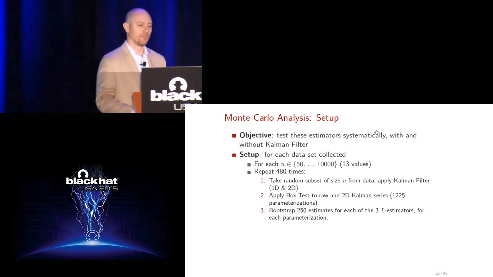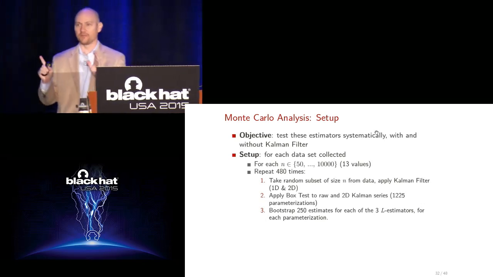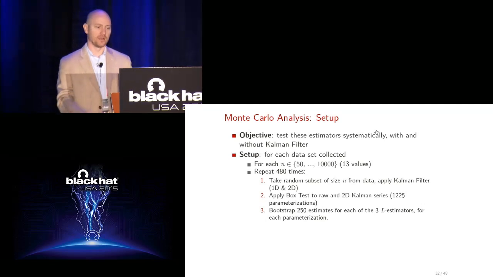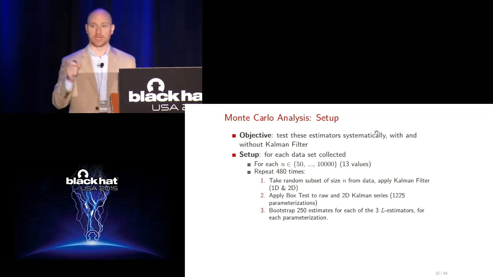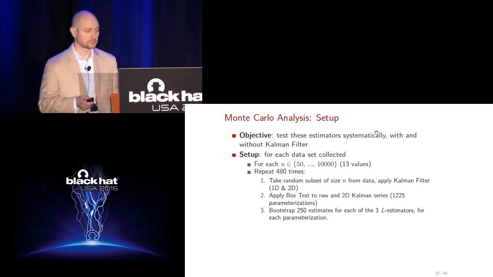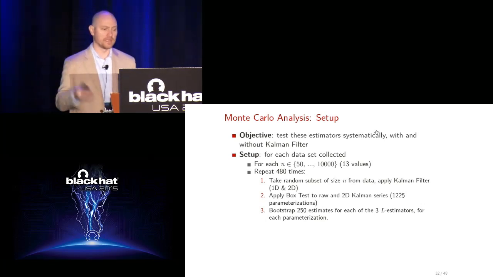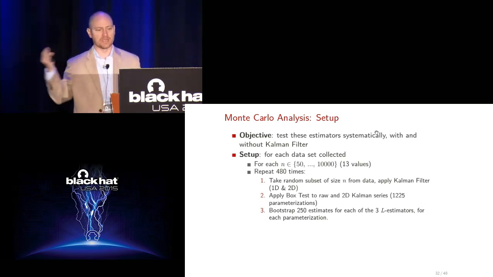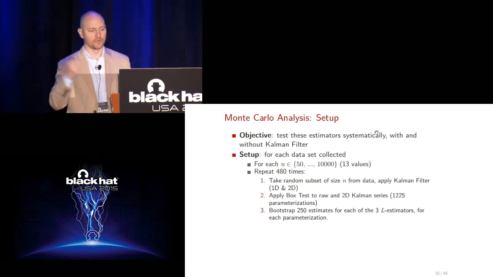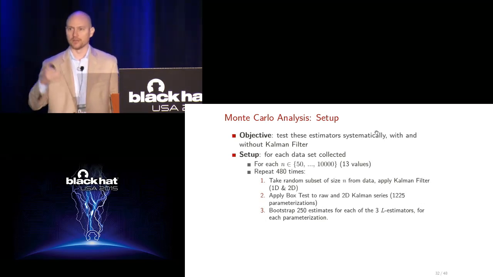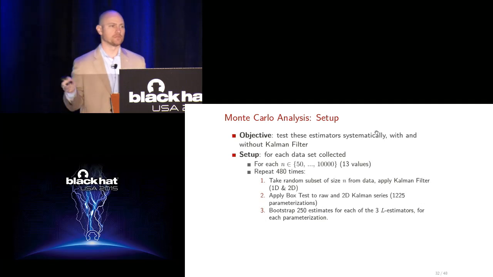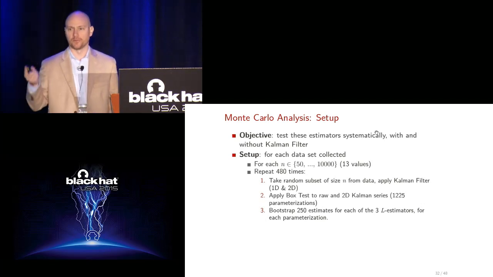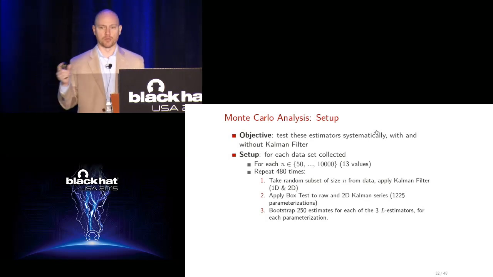So we want to know how few data we can actually grab and come up with some kind of decent estimate of whether or not the round trip times are actually different. So then 480 times we repeat. We basically take a random sample, apply the Kalman filter, then we run the tests on the filtered data and the non-filtered data. For the L estimators, we actually did a bootstrap technique where we estimated on random samples of the filtered data and non-filtered data to come up with a distribution.